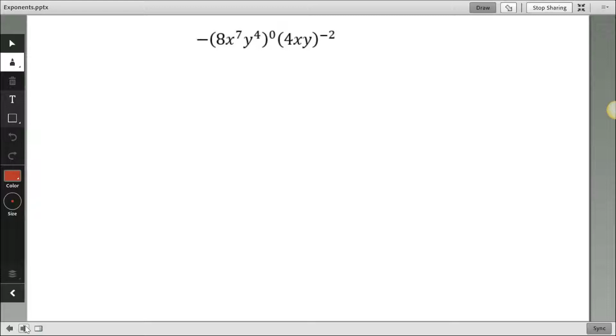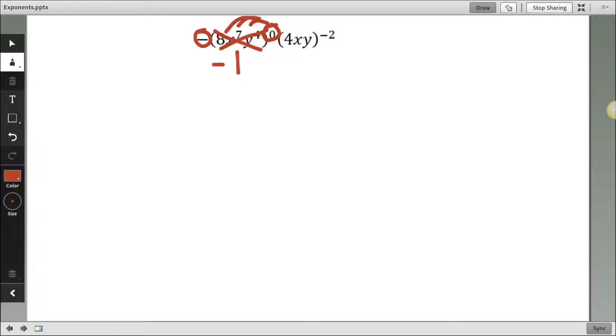All right, so here's the next one. What in the world do we have going on here? Well, the biggest thing I notice when I look at this problem is this thing right here. That means whatever is here is all 1. So that's going to cancel out to equal 1. And that negative doesn't go away, so that's negative 1.